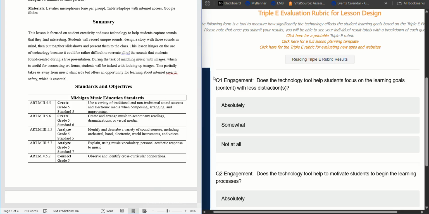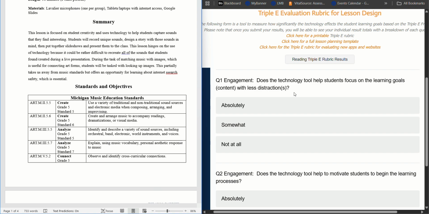Question one from the Triple E evaluation rubric for lesson design. For engagement, does the technology tool help students focus on the learning goals with less distractions? So, the technology tools that I'm using include a sound recording device that they can then use to handle the audio files and move them through.